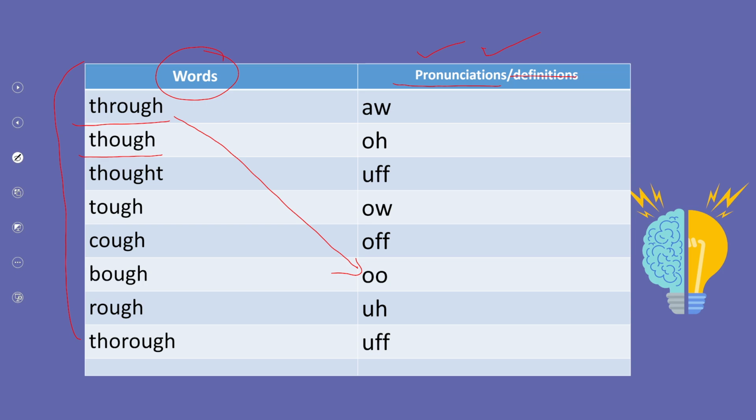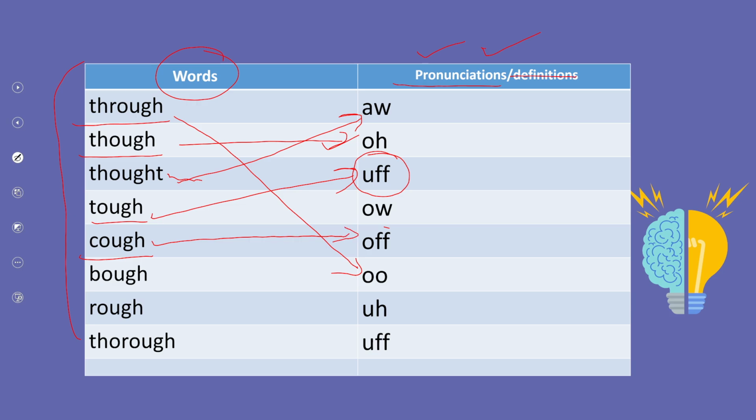Next, we have though. What sound are we hearing? Though. O sound. Yes. Next, thought. Thought. This is tough. Uff. Is it this one? No. It is this one right here. Uff. Tough. Uff sound. What about this one? Cough. Cough.